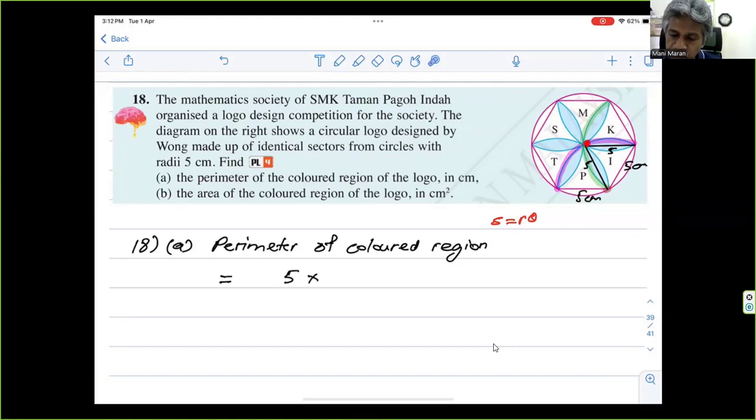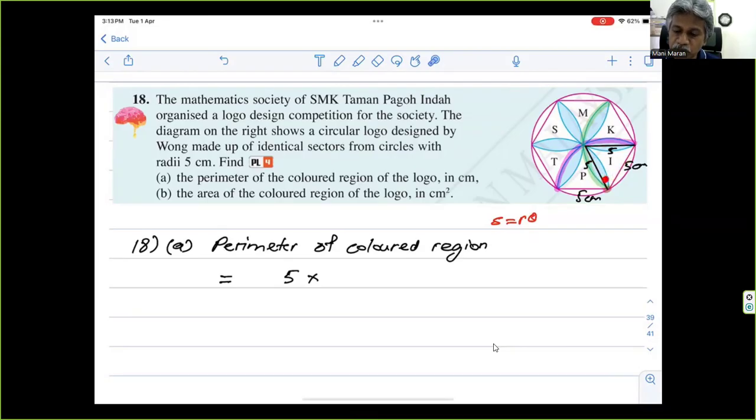So this is the arc length we are trying to find. We are going to use this formula for this arc over here. The arc length is given by R multiplied by theta. R will be 5. So what will be theta? Theta will be the angle inside here.